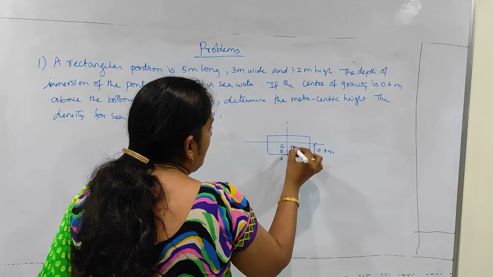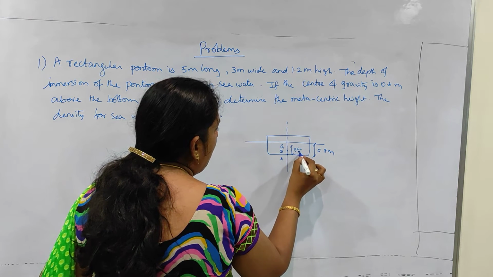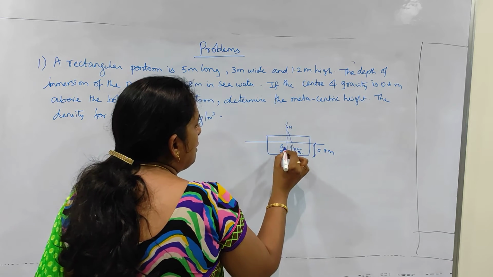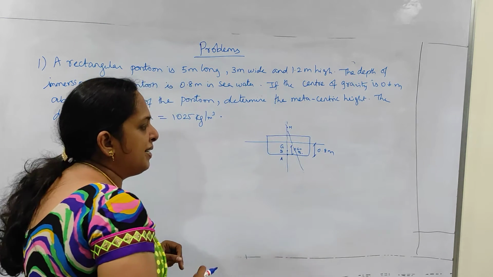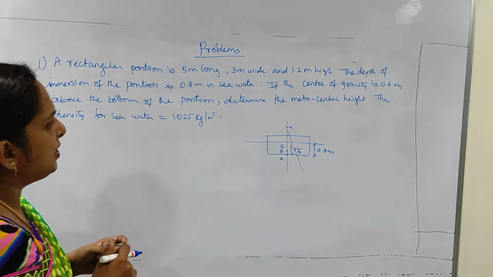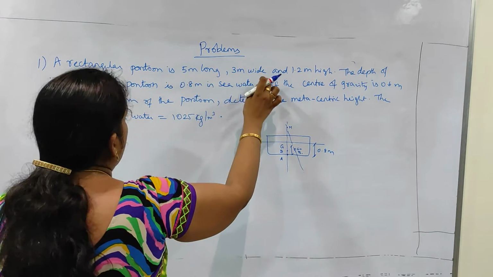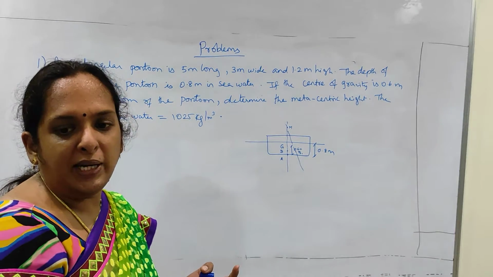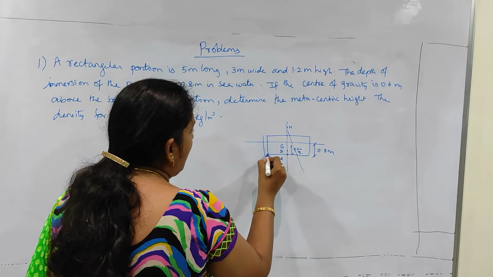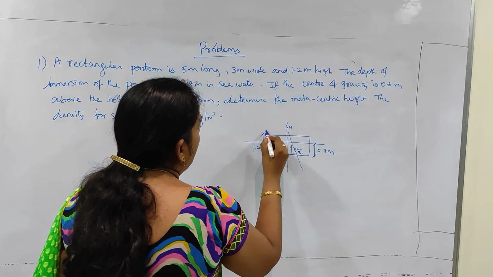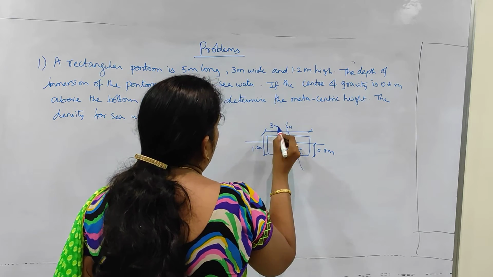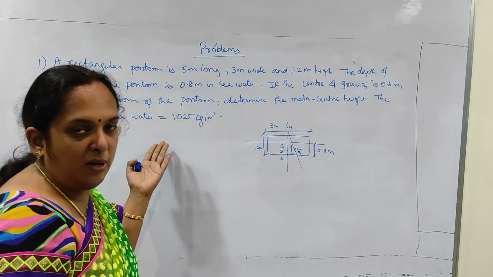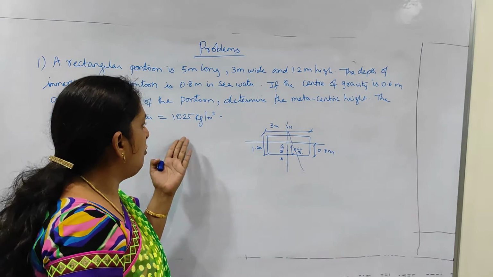So this will be my new position of B, which will be B1. It will be like this. So this will be my metacenter, and I want to find this metacentric height GM. I know the dimensions here: it is 5 meter long, 3 meter wide and 1.2 meter high. This height is 1.2 meter, this width is 3 meter, and the length is 5 meter. The density of seawater is also given, rho is equal to 1025 kg per meter cube.